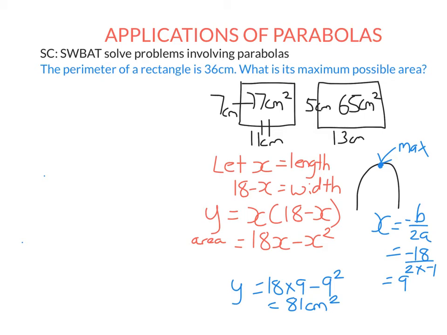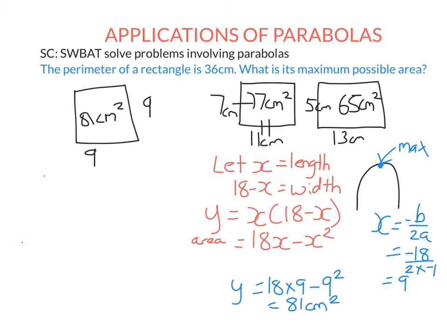And that occurs when x is 9. So the length is 9 and the width is 9. So this would actually be a 9 by 9 square. Now, before you're like, wait, you didn't say it could be a square. A square is a type of rectangle because it's a four-sided shape with all angles equal.